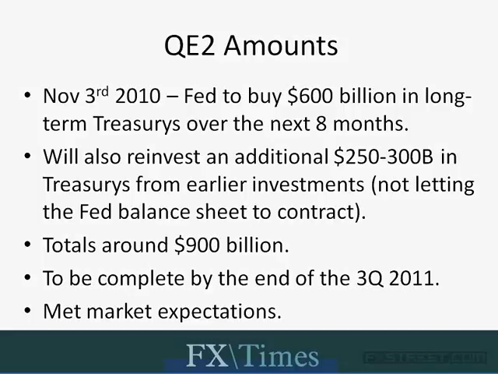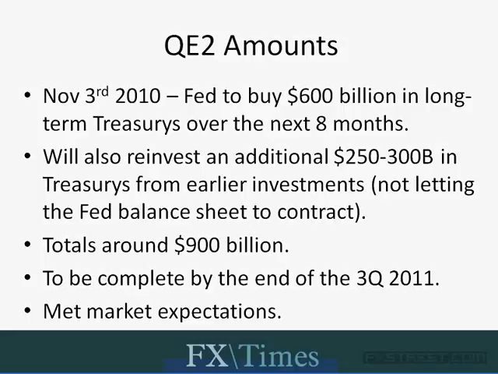But they also said that they would reinvest an additional 250, 300 billion in treasuries from earlier investments. So some of the treasuries that they had bought in the first part of quantitative easing one, once they matured, they would reinvest. When I say they let the balance sheet contract, once a treasury matures, it would come off the balance sheet. But instead, the Fed said, no, we're going to reinvest any of these maturing treasuries. So that totaled around $900 billion of extra quantitative easing, and that increases our purchases up to about 110 billion per month, right?